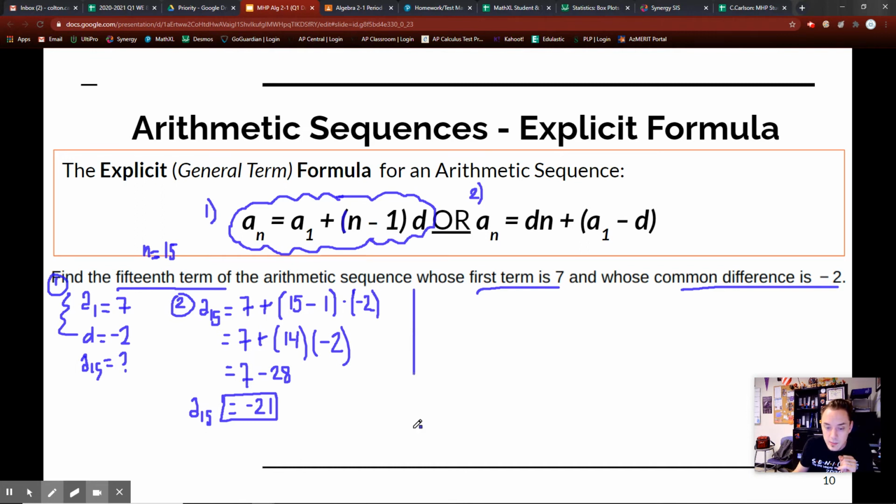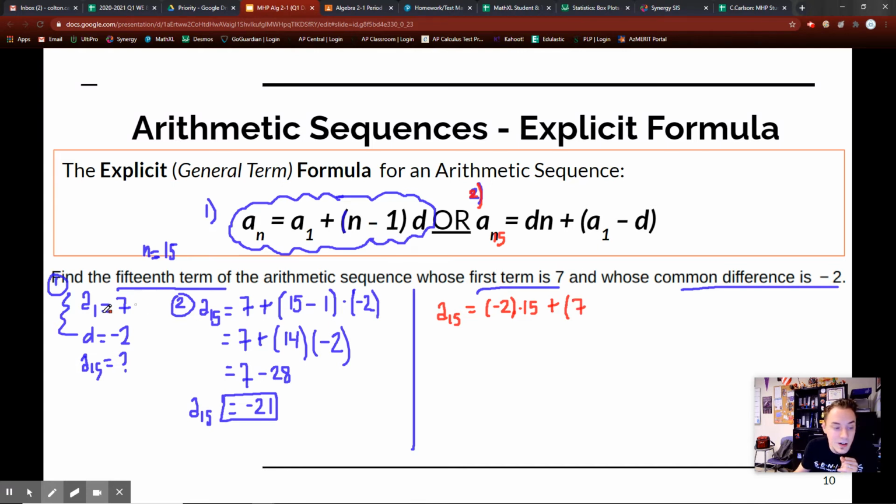I'm going to take a break right here and do red, which means I'm going to do it this other way. I'll show you they get the same answer. This is the only time I'm going to do it this way. Okay? Only time I'm doing it that way. So now I have a sub 15, because n is 15, d times n. What's my d? My d is -2. What's my n? In this case, my n was 15. Okay? And then plus, parentheses, my a sub 1 is 7.